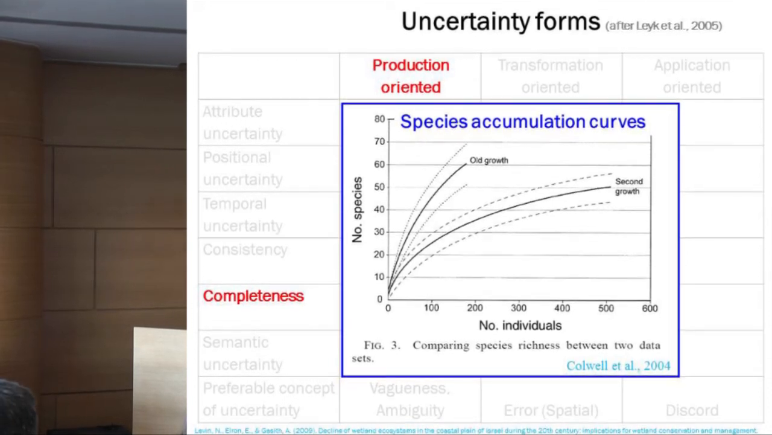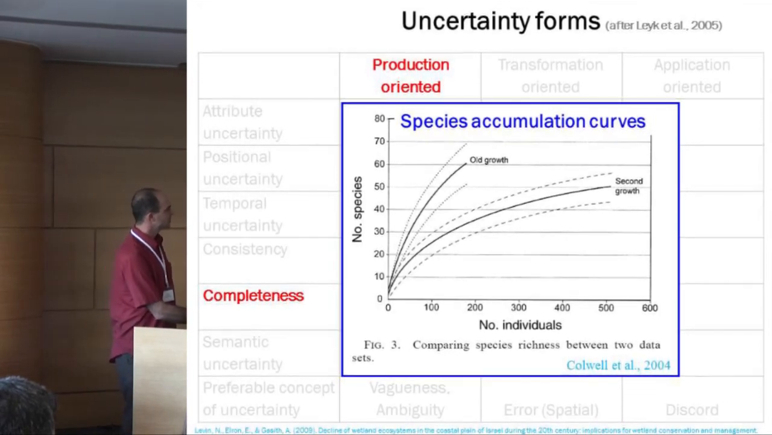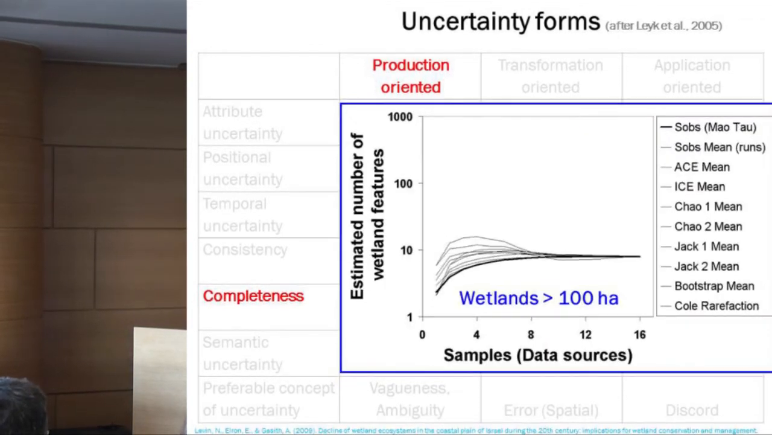And you can see here how species accumulate as a function, for example, of the number of individual birds that you see. At the end, there won't be any increase. So we can adopt this same method, and instead of individuals, each individual is a map source, and here we'll have the number of wetlands. And I divided the wetlands based on their area. And these are different extrapolation methods.